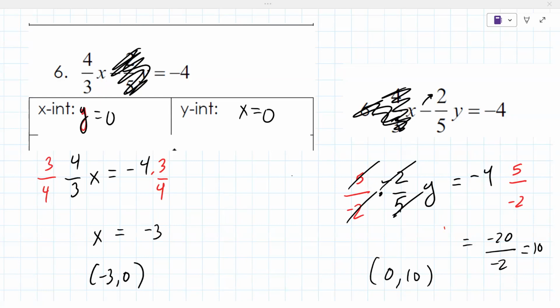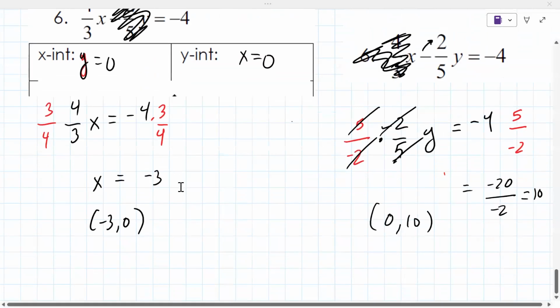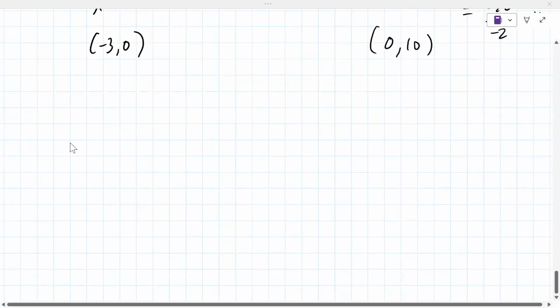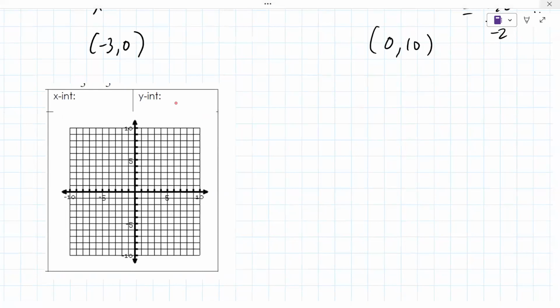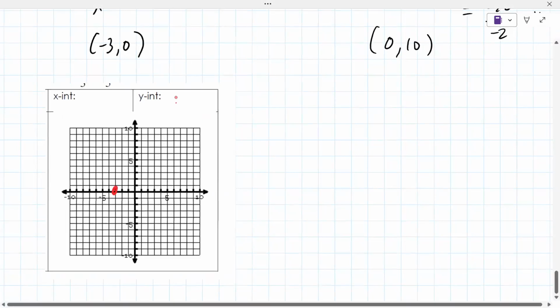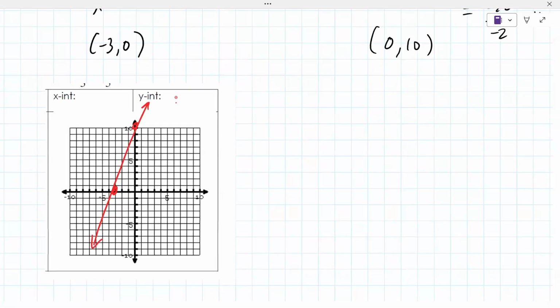Okay, so I got that. Again, you'd graph these and -3, 0, 0, 10, something like that.